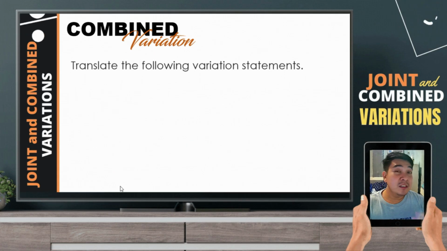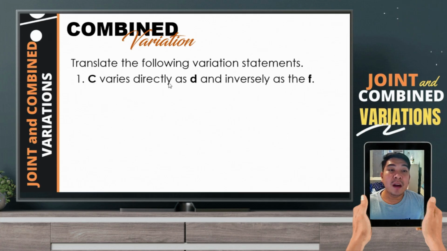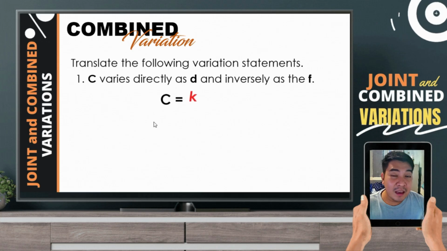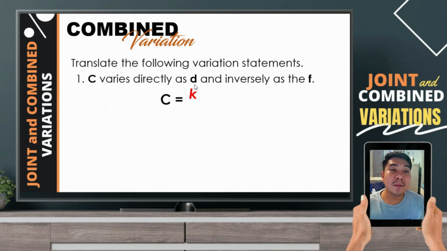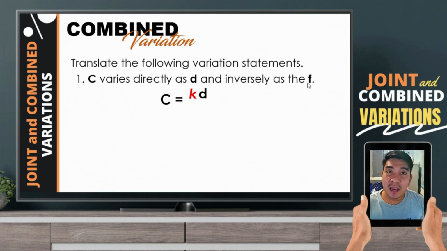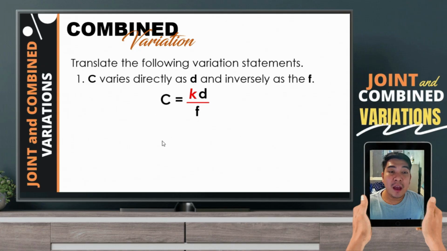So let us now proceed with translation. Translate the following variation statements. Number 1. C varies directly as D and inversely as F. So we need to get the first quantity, which is C, is equal to K, again, the constant of variation, directly as D. So therefore, we need to multiply D to our constant of variation. That is why we have K times D. And at the same time, inversely as F. So therefore, divided by F. So therefore, this statement has the equation C is equal to K times D over F.